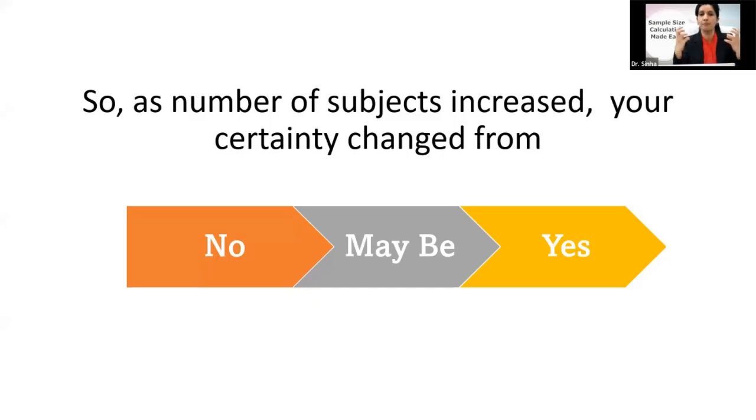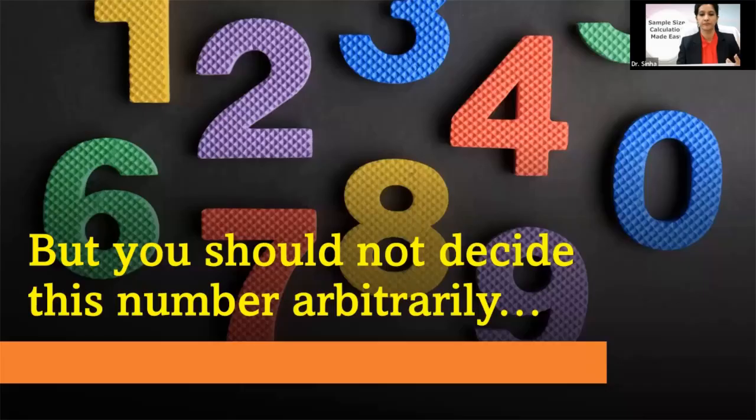And through the samples, because you are withdrawing various samples from that population, and through that sample, you want to project the population parameter. So the ultimate aim is to project the population parameter. And as you increase your sample size, this level of certainty becomes more in projecting or in saying about that population parameter. So now, can you decide this number arbitrarily?